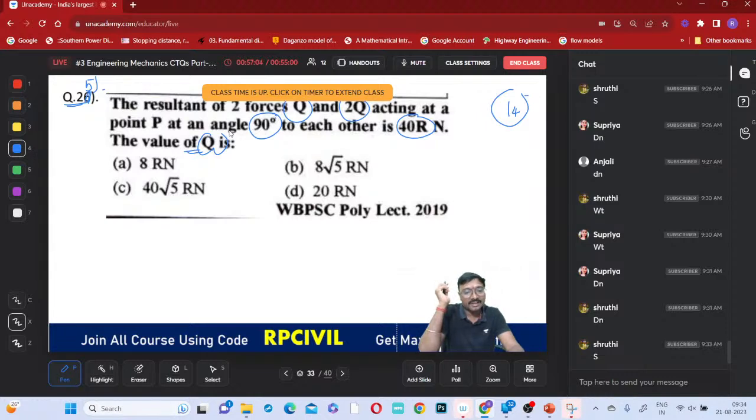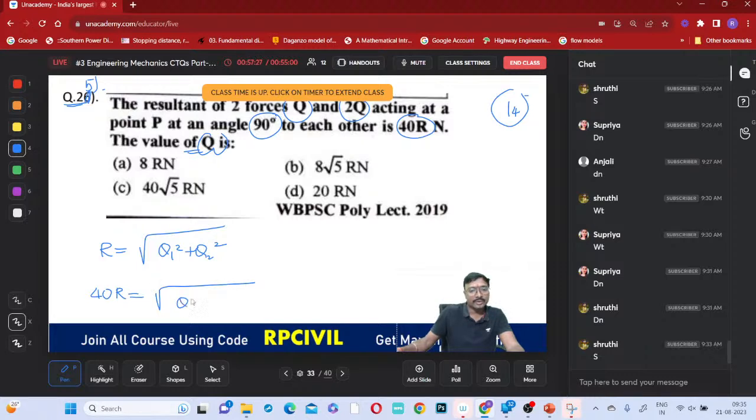That resultant force, if you observe, how can you get this resultant force? The resultant R will be equal to the square root of Q1 squared plus Q2 squared. But what is given here? This is given as 40R. So 40R is equal to the square root of Q squared plus, Q2 is 2Q, whole squared.